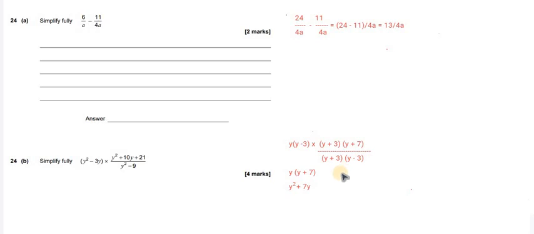So all you need is just to cancel out. Y plus 3 cancels out y plus 3 for 1 and 1. Y minus 3 cancels out y minus 3 for 1 and 1. Remember, it's top against bottom. So all that's left is y bracket y plus 7. You can leave it like that, or you can simplify further, opening the bracket to say y squared plus 7y.